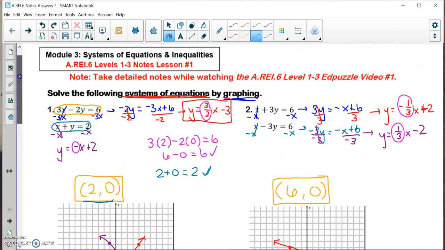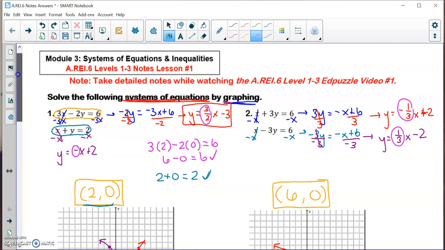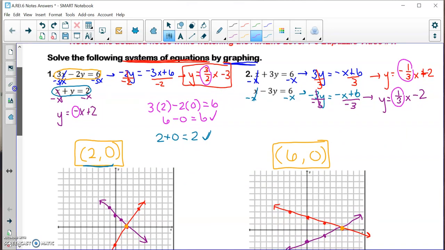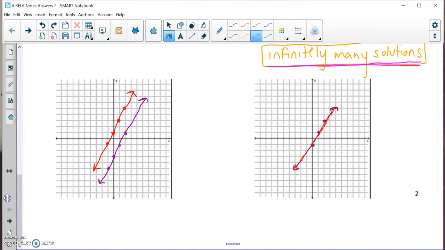So this is solving systems by the method of graphing, and we are going to learn 2 more methods of how to solve a system of equations. Please continue to video 2.